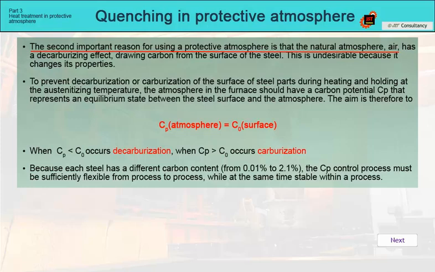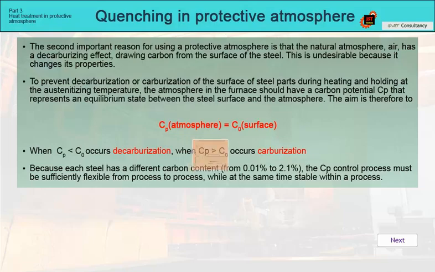In addition to oxidation, the second important reason for using a protective atmosphere is that the natural atmosphere, air, has a decarburizing effect and draws carbon from the surface of the steel. This phenomenon is undesirable because it changes its properties. Therefore, in order to prevent decarburization or carburization of the surface of steel parts during heating and holding at the austenitizing temperature, the atmosphere in the furnace should have a carbon potential Cp, which represents an equilibrium state between the steel surface and the atmosphere.